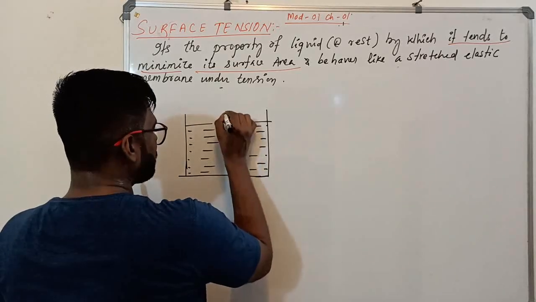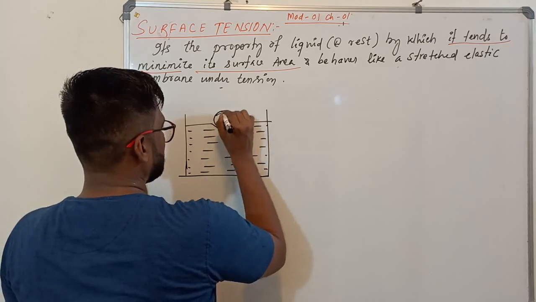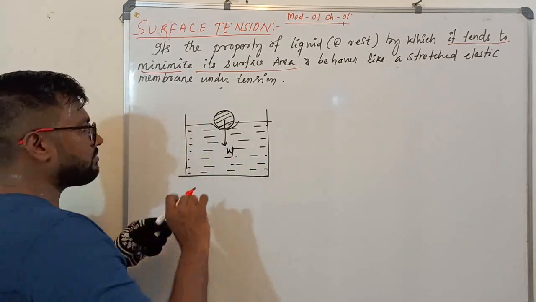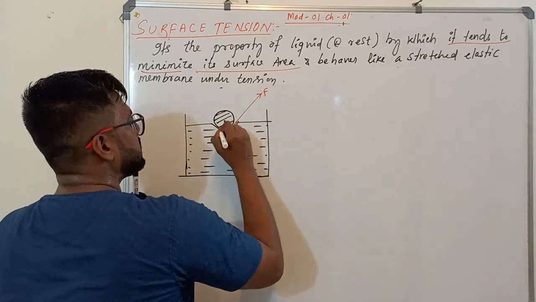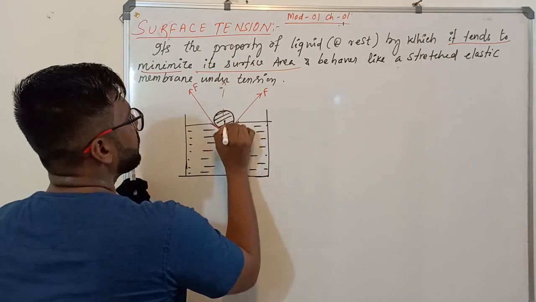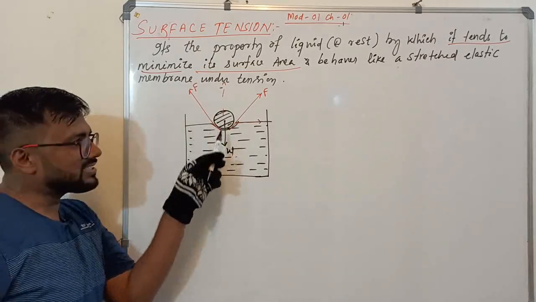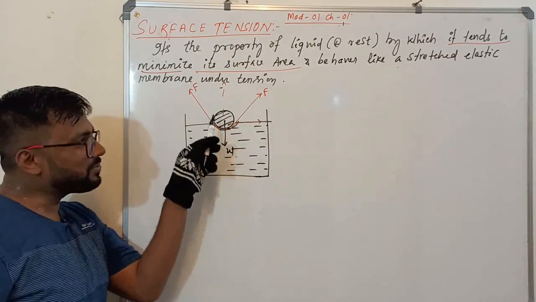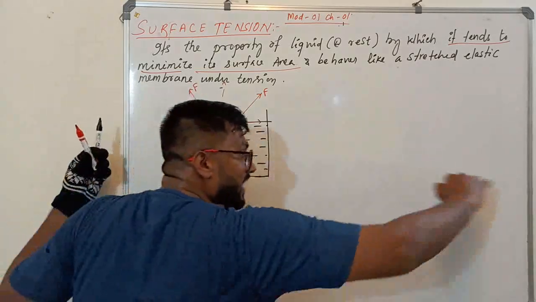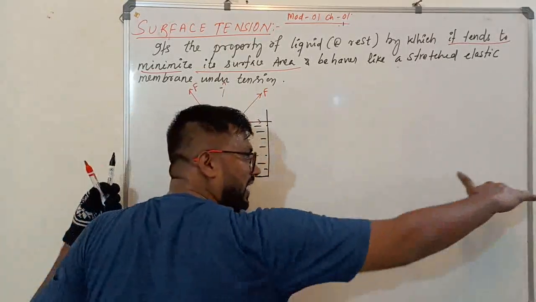Now, if the front view looks like this, this is your needle. The weight is acting vertically downward. What happens to your surface tension? This is how your surface tension works. The vertical component of this force balances the weight. So along which direction is your surface tension force acting? Along the liquid surface, parallel to the liquid surface.